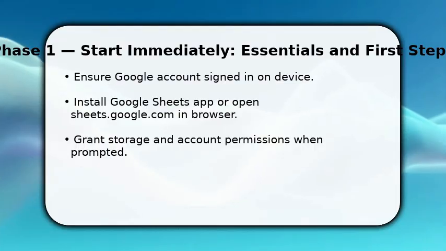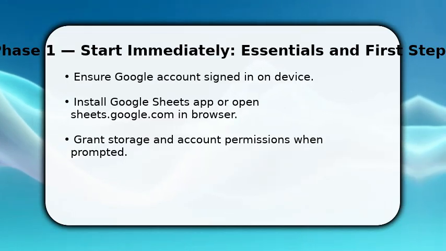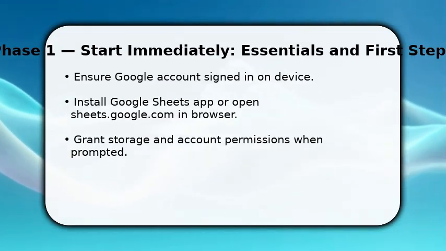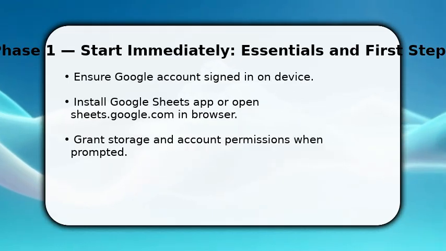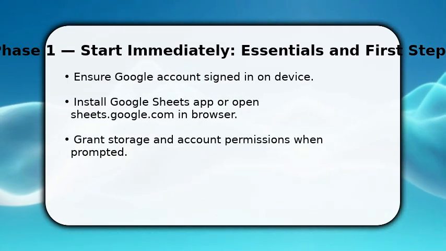You already have a Google account, so sign in now, open the Google Sheets app or navigate to Sheets.Google.com in your mobile browser. Tap the app icon to launch it and make sure you grant storage and account permissions so files can open and save. Once done, the Home or Recent view appears. This is where you'll find files quickly.